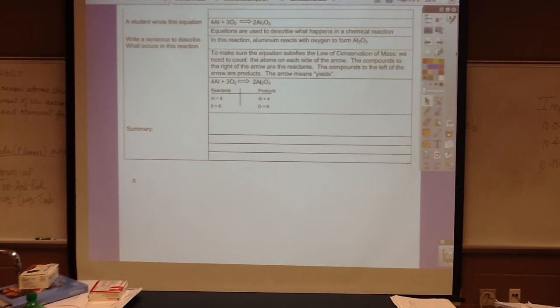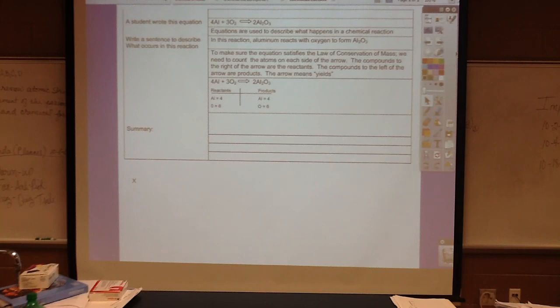We have to make sure that our equations satisfy the law of conservation of mass. So in order to do that, we have to count the atoms on the reactant side of the arrow, which is everything in front of the arrow or to the left. And we have to make sure that we know how many aluminum atoms we have, how many oxygen atoms we have. We have 4 aluminum on the reactants. We have 6 oxygen on the reactant side. Then we count our atoms on the product side. And in this case, we again have 4 aluminum and 6 oxygen.